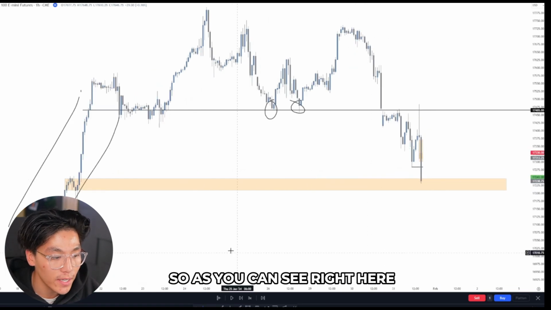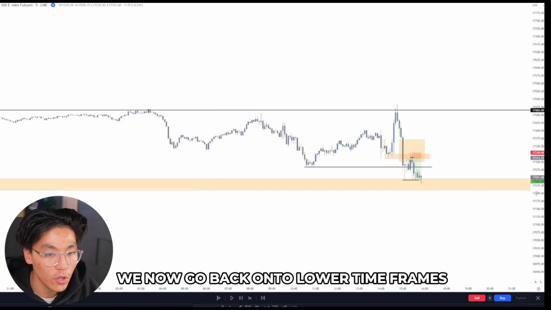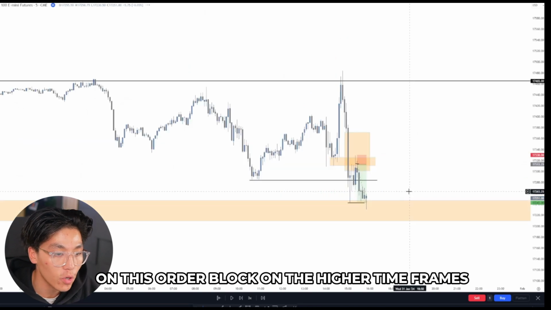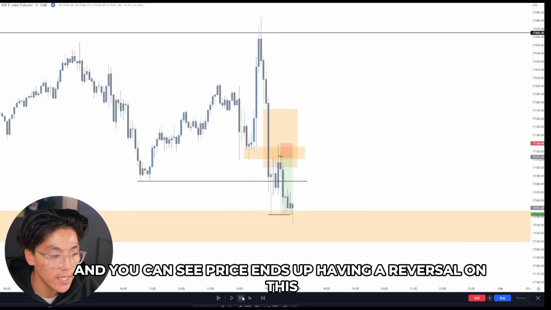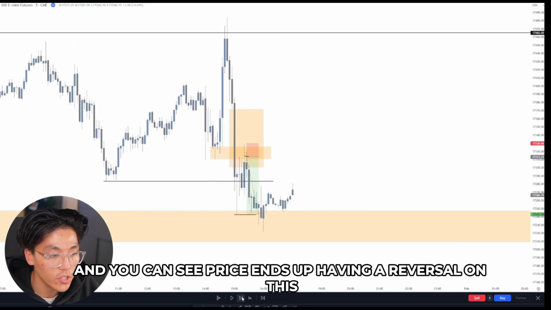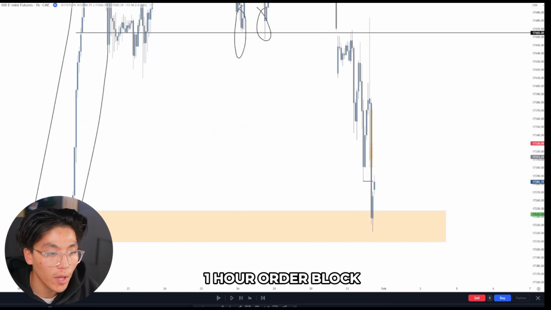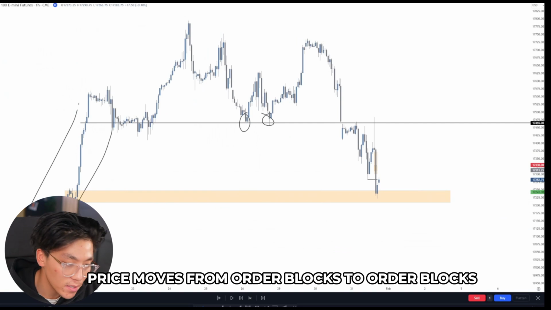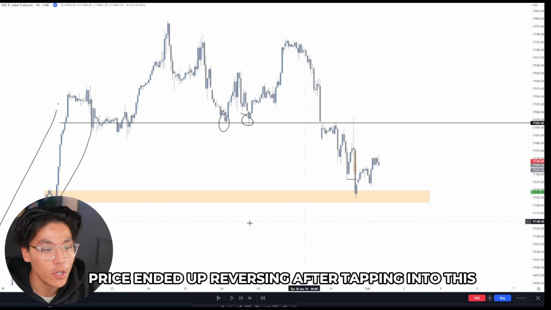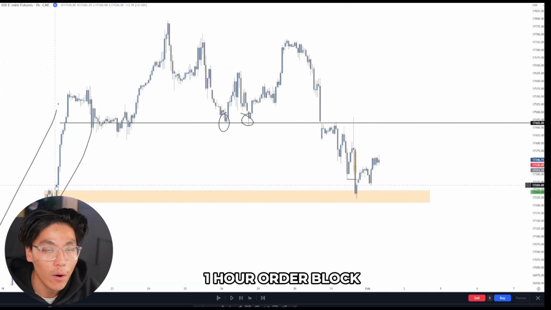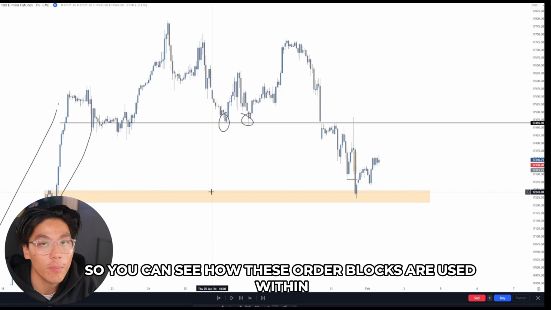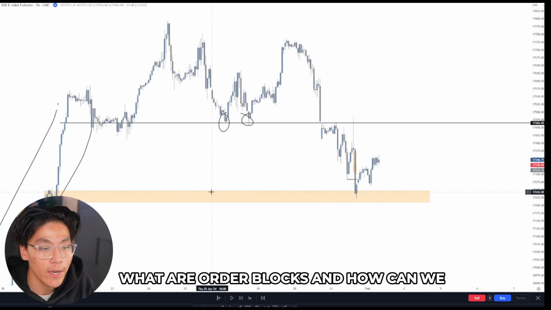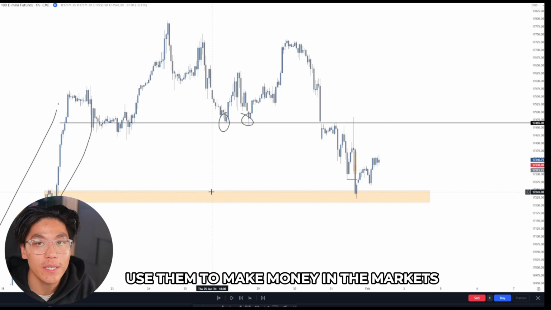So as you can see right here, we now go back onto the lower time frames. You can see the reaction that price has once it taps on this order block on the higher time frames. And you can see price ends up having a reversal on this 1 hour order block. So you can see how price moves, right? Price moves from order blocks to order blocks, and you can see price ended up reversing after tapping into this 1 hour order block. So you can see how these order blocks are used within the markets and how vital it is to understand what are order blocks and how we can use them to make money in the markets.